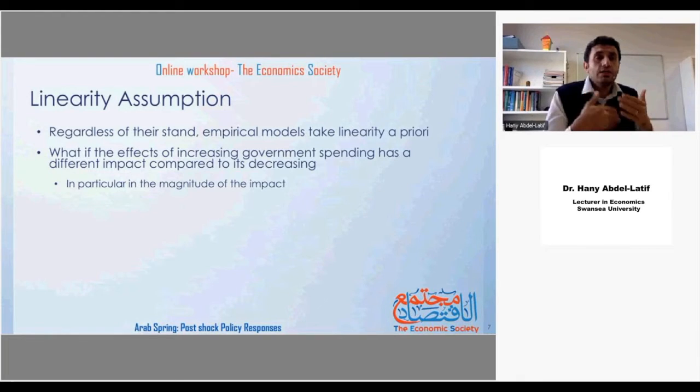And at the same time, they wouldn't expect that a 1% decrease in government spending might have a different impact on economic growth. And that is the question we're asking. What if the effect of increasing government spending is different from decreasing government spending? Again, I'm not just looking at the sign, because we understand it could be positive and negative, but at the end, do they have the same magnitude, the same impact?